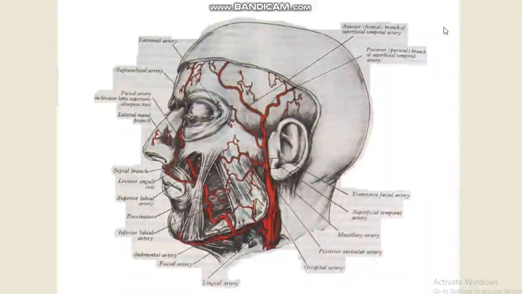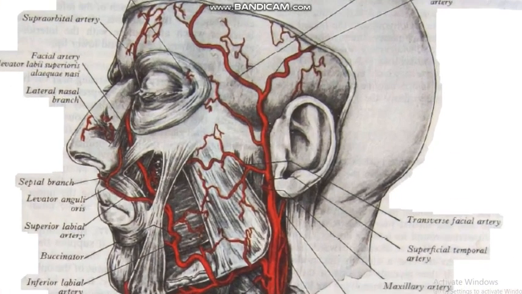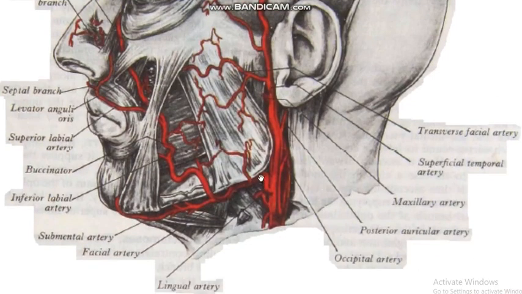Hello everyone, we are now going to study the facial artery. And as you probably know, the facial artery is one of the branches of the external carotid artery. So if you look at an enlarged view of this picture, you can see here that the facial artery has come out of the external carotid artery. It's the anterior branch of the external carotid artery, and it has arisen somewhat above the level of the greater cornu of the hyoid bone.